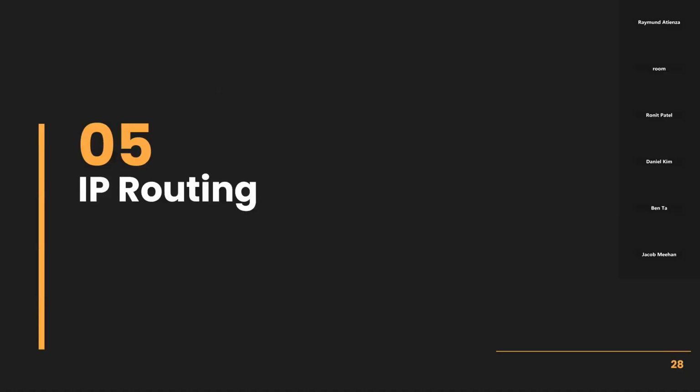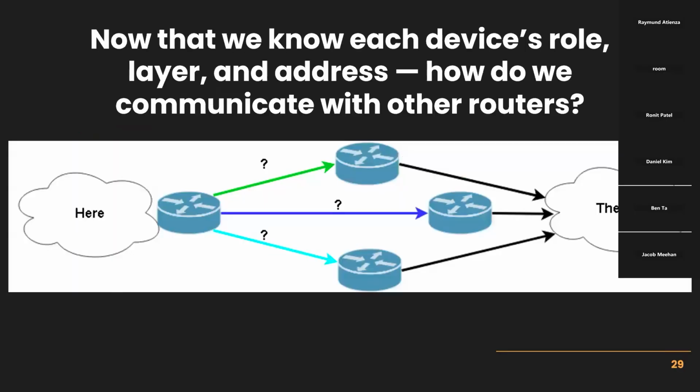All right, so now I'm going to get into IP routing. Now we know what each thing does, like what routers do. But how do you get from one router to the other router? That's your main goal of IP networking. You can obviously set up a home router and everything, but how would you be able to communicate with other routers? That's what I'm going to show.